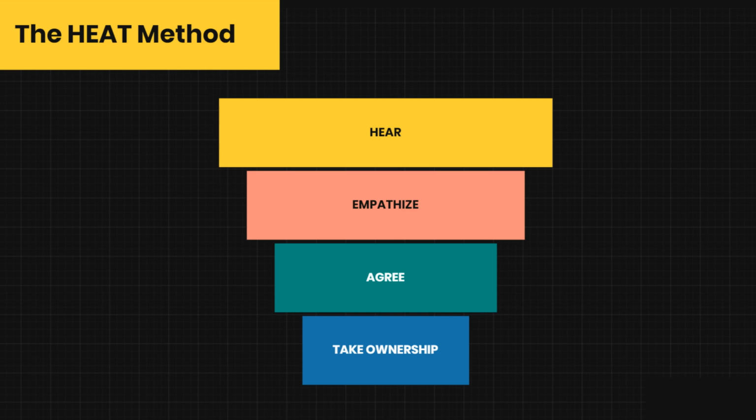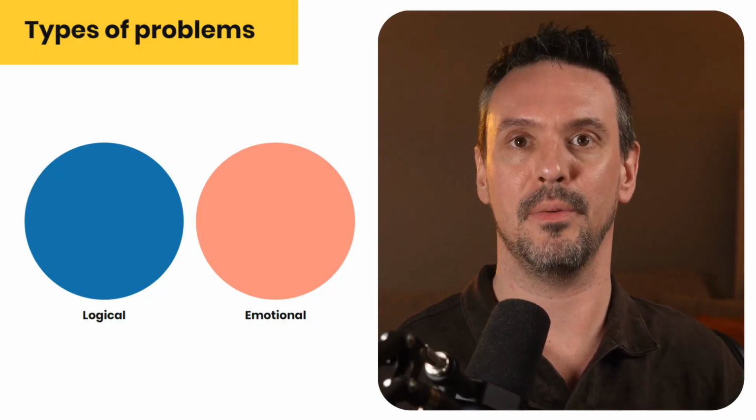HEAT is an acronym, and it stands for Hear, Empathize, Agree, and Take Ownership. Although these steps are very simple, it's really important to understand what each step does and how to use it. In order to do that, it's important to understand the origin of arguments and where they actually come from. So what are the sources of conflicts and how do they happen in the first place?